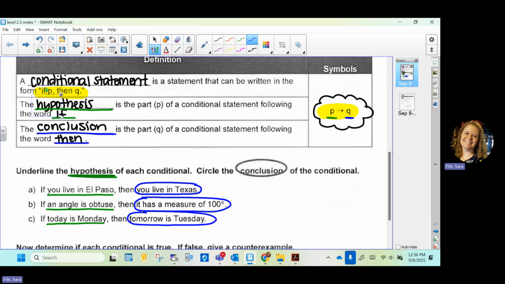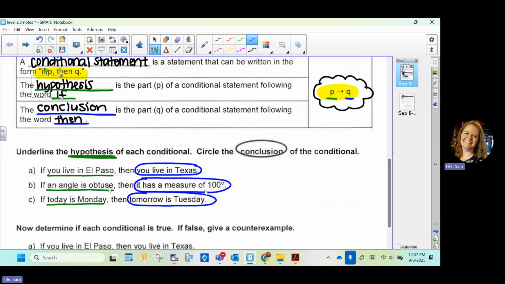Now, looking at those statements, when you are given a conditional statement, you are going to want to be able to say whether it's true or false. Just because it's written doesn't mean it's true. So, if you live in El Paso, then you live in Texas. That's true. Now, maybe there's another El Paso in a different state or country that I don't know about. So I guess technically this could be false if you knew about that other El Paso. I don't. So I'm going to just say that this is true.